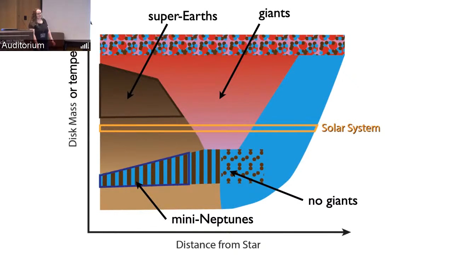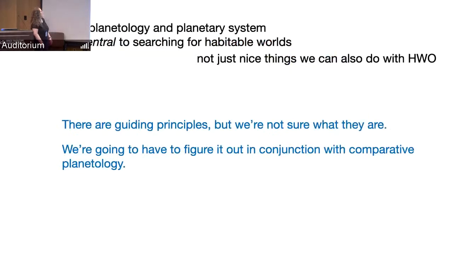So are the atmospheres. I mean, okay, so what's the conclusion? The conclusion is we're not going to understand what we're looking at at all if we don't understand this context. So I think it's really important that we keep comparative planetology and planetary system context central to our plans so that we have some hope of understanding what the guiding principles are, and we're going to have to figure these things out in conjunction with each other.